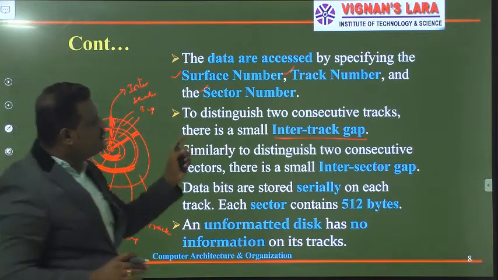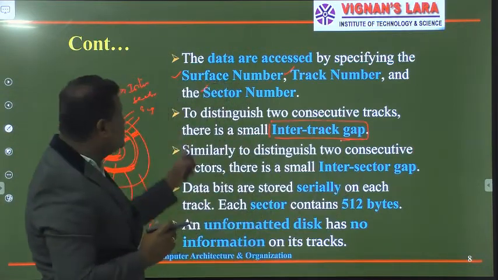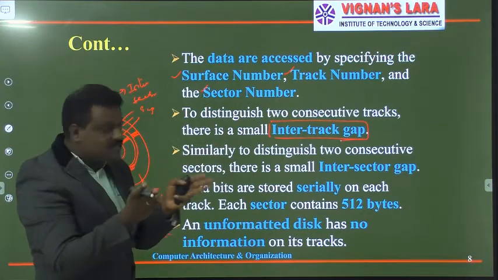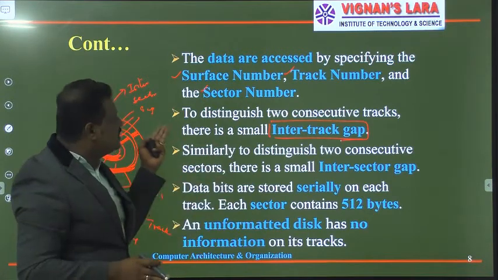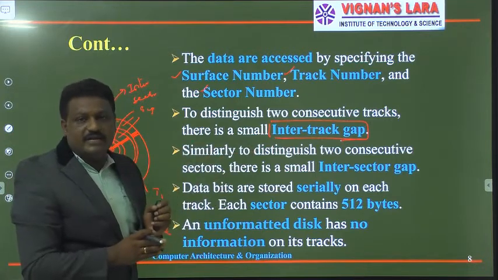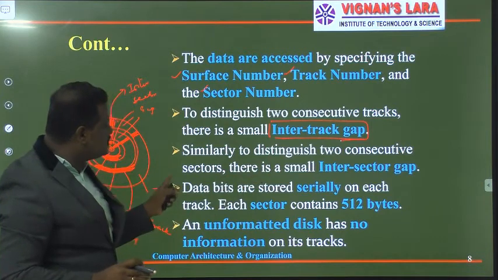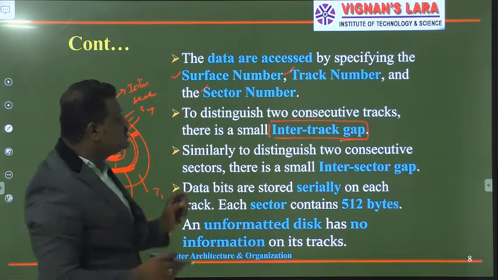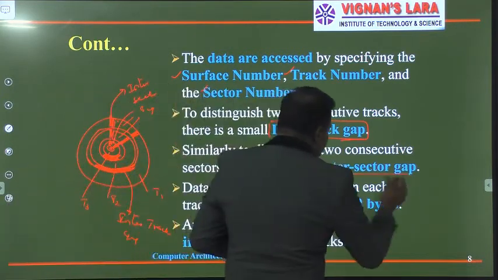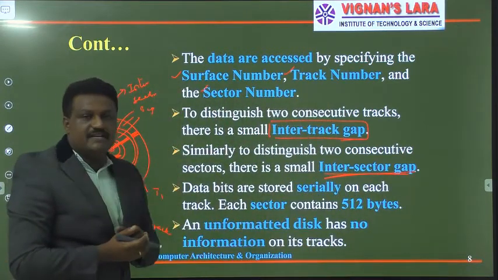So one type of gap is the inter-track gap. To distinguish two successive or consecutive tracks, there is a small gap between those two tracks, which is called the inter-track gap. Similarly, to distinguish two consecutive sectors, there is a small gap which we call the intersector gap. These two are very important.